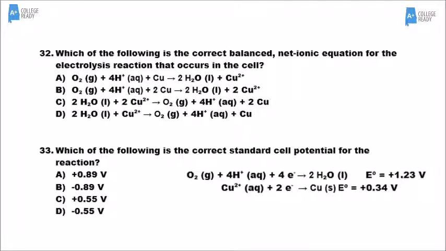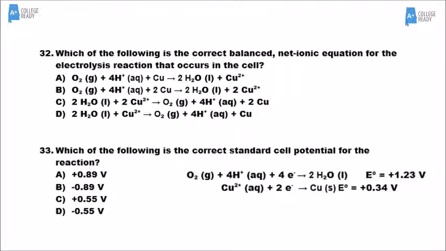So looking at the equations from the previous problem for number 32 down here, what is the overall correct balanced net ionic equation? Just realize that the copper is showing 2 electrons, whereas the oxygen is showing 4 electrons. In order for electrons lost to equal electrons gained, we're going to have to multiply the copper by 2. We also know that it's an electrolytic cell, and so we want the E naught to be negative. So we can actually answer both 32 and 33 together.